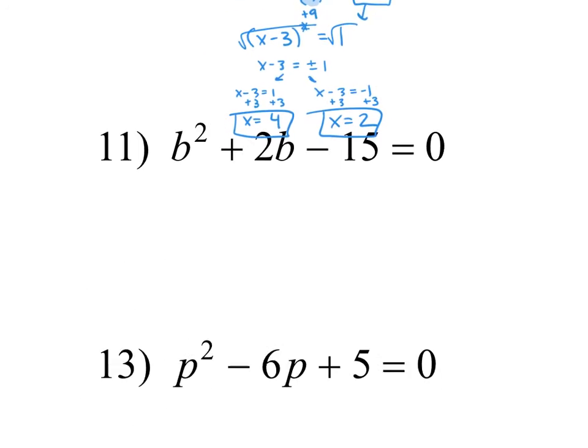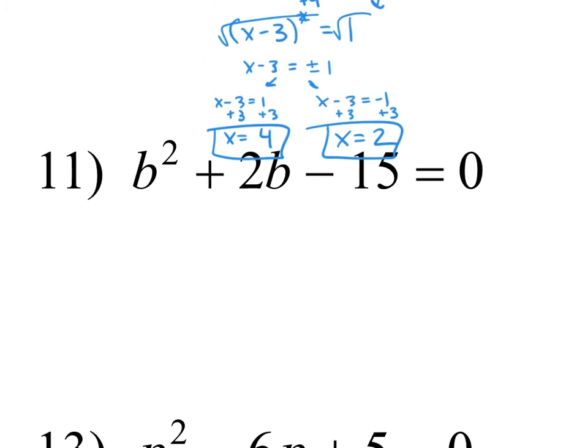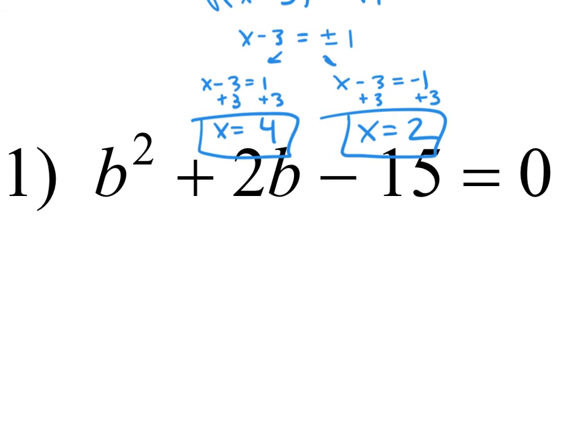All right, number 11. What do we do first? Add 15. So b squared plus 2b is equal to 15. What's going to go in this blank here?